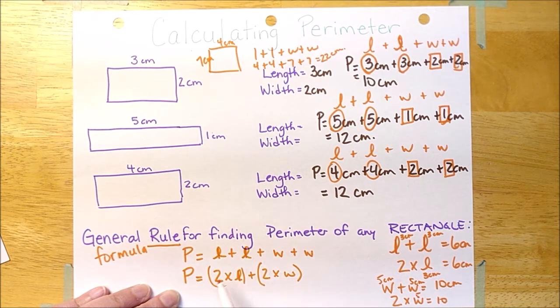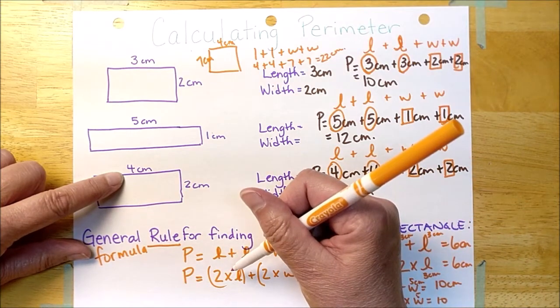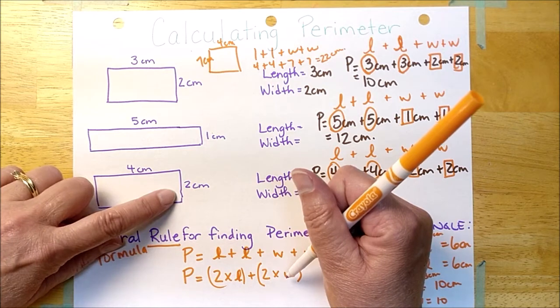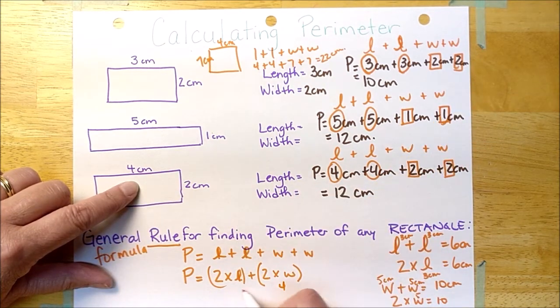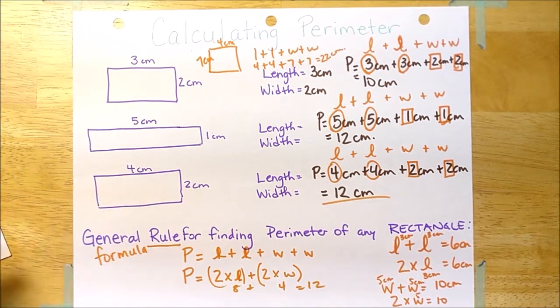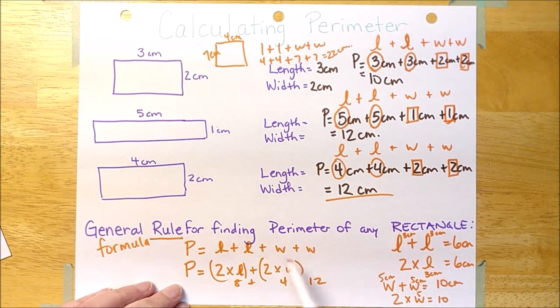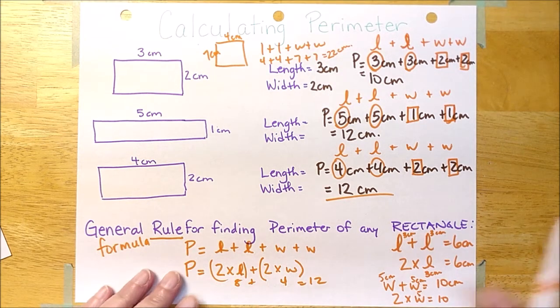So I can do 2 times length. If we figured our length 4 times 2 is 8, plus our 2 times w, which would be 2. 2 times 2 is 4, so that would be 4, and this would be 8. So my answer would be 12. So they're just 2 ways of writing the formula for finding perimeter: length plus width, or 2 times length plus 2 times width.